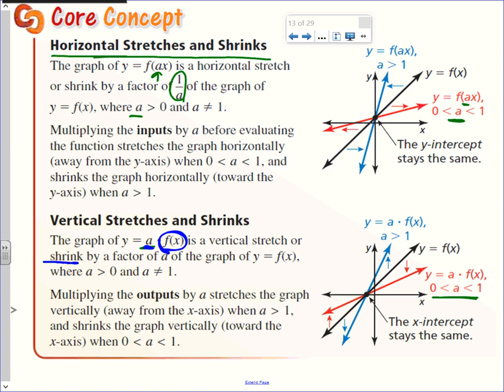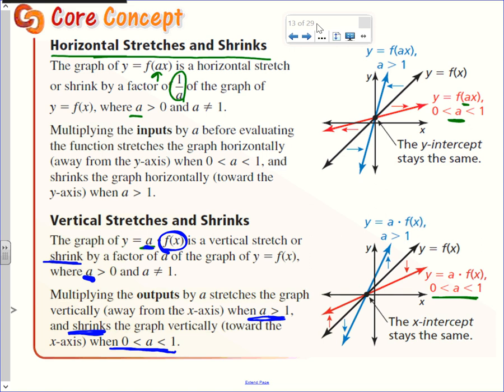If I want to shrink, actually, we want to shrink. So notice, multiplying the outputs by A stretches the graph vertically away from the x-axis when A is greater than 1, and shrinks the graph vertically, that means it smashes it towards the x-axis, when A is a fraction. And so we're going to multiply the whole function by a value A.